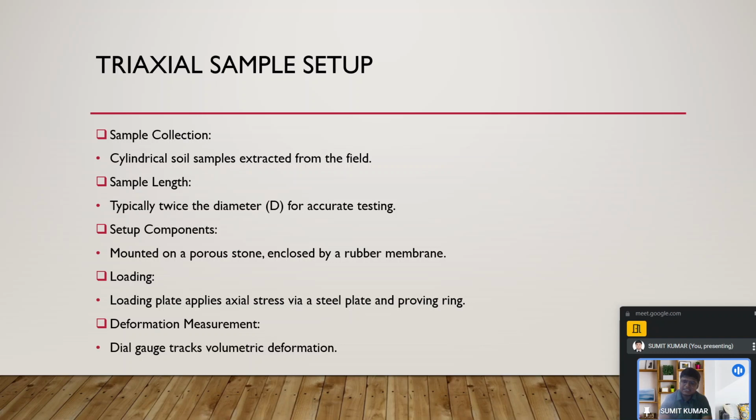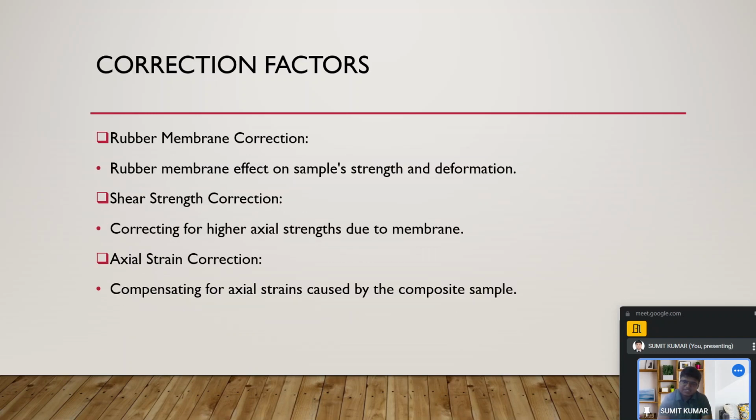And lastly, deformation measurement takes place, where the dial gauge tracks the deformation and volumetric deformation is measured. Some correction factors are also used, like the rubber membrane correction. The rubber membrane affects the sample strength and deformation, so there is a need for correction for that. The shear strength correction is also there, due to the higher axial strength caused by the membrane, and the axial strain correction is also one of the aspects, compensating for the axial strain caused by the composite sample.